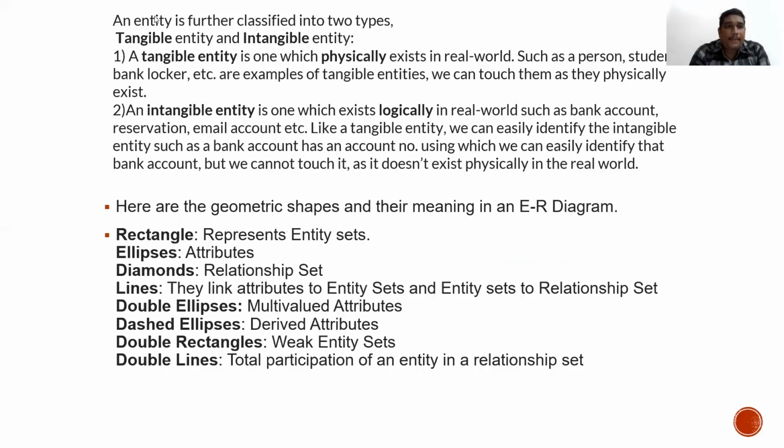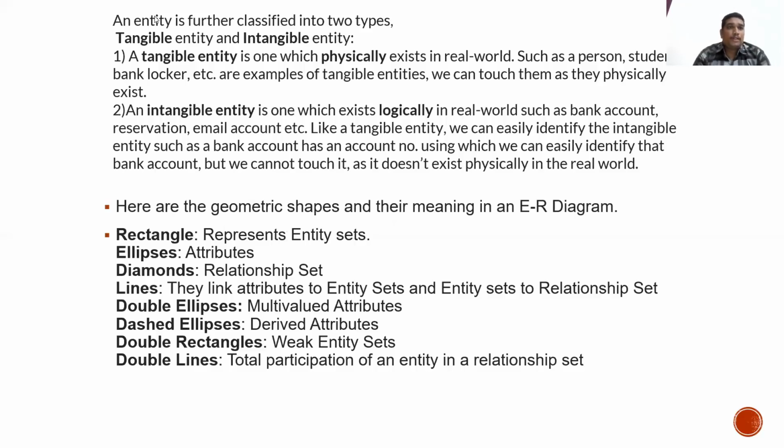So tangible entity means that it exists in the real world. For example, if you take a person or a car, these belong to the real world. Physically, we see the particular entity in the real world. That is called a tangible entity.